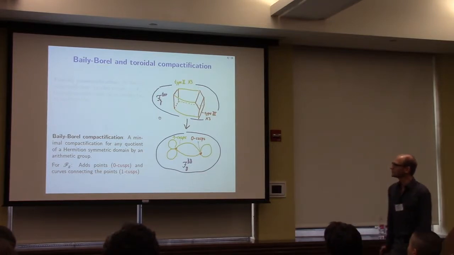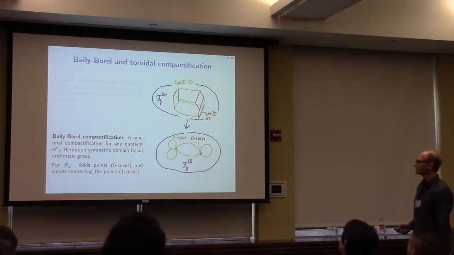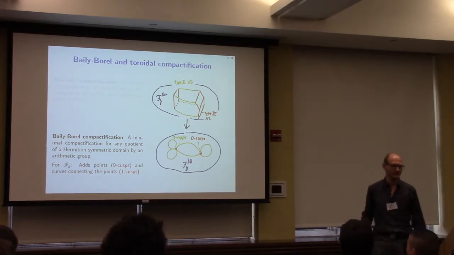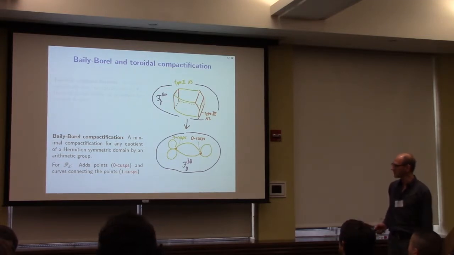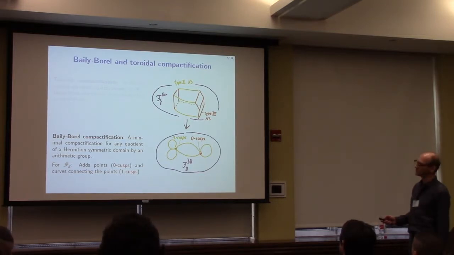Okay, then let's go to these compactifications. We're talking about wanting to compactify the moduli space, and it starts with the Baily-Borel compactification. And that's a minimal compactification for any quotient that exists. Hermitian is that, of course, symmetric domain by an arithmetic group. And a very small compactification that exists always can have all kinds of components, but in this case, the Baily-Borel compactification only adds dimension 0 and dimension 1 components, called 0 cusps, confusingly, and 1 cusps.